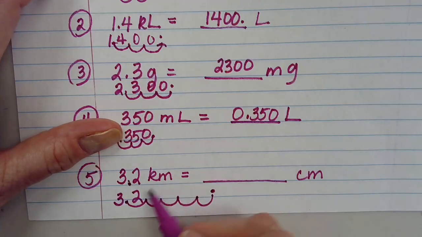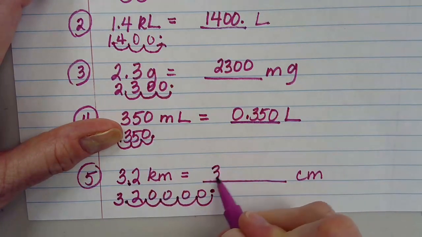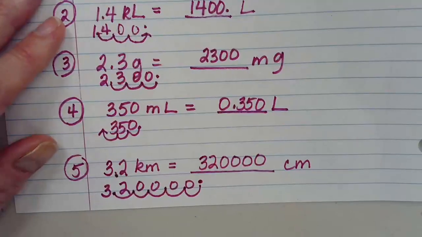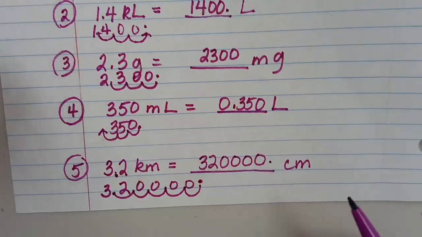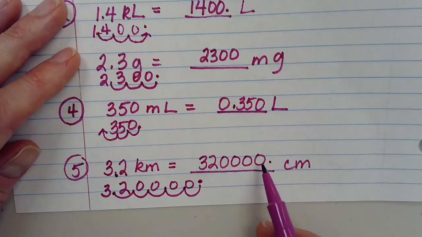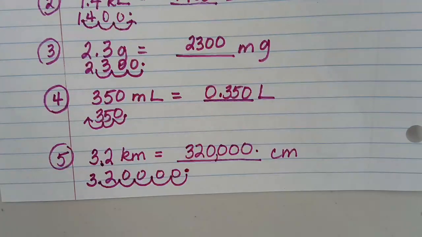I see lots of spaces. So I'm going to have 1, 2, 3, 4 zeros. So if I put 3, 2, 1, 2, 3, 4 zeros, I'm going to need a comma in this because I have lots of digits in front. So from the decimal, I count out 1, 2, 3, comma. I get 320,000 centimeters.